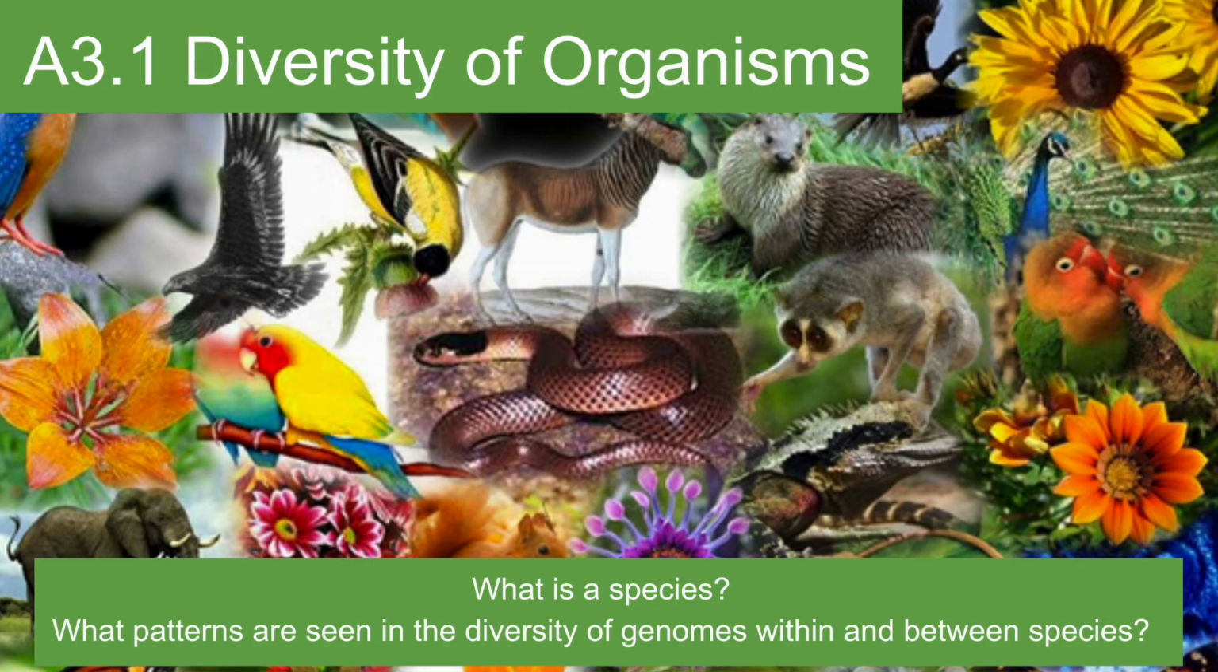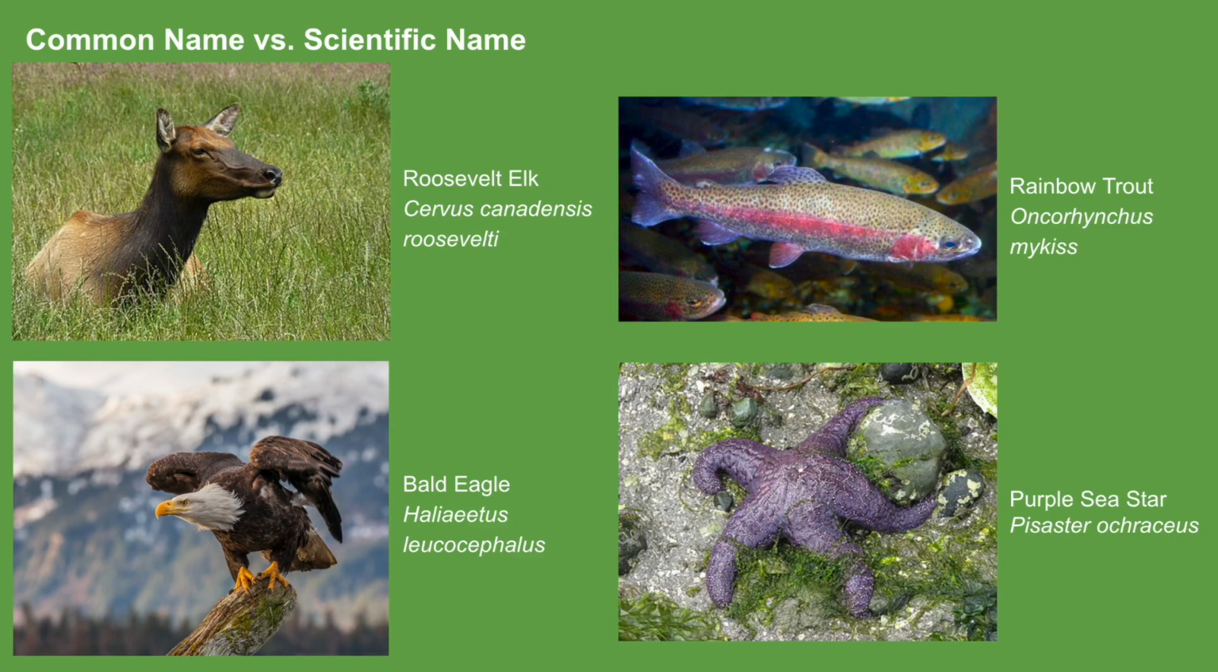This is IB Biology, A3.1 Diversity of Organisms. Our two essential questions are, what is a species, and what patterns are seen in the diversity of genomes within and between species? As an introduction, let's take a look at these four species.